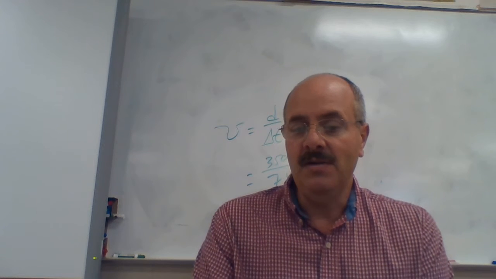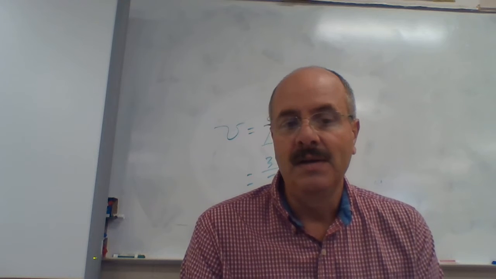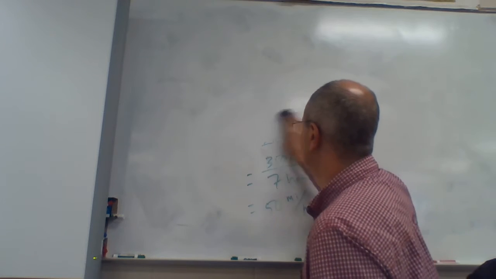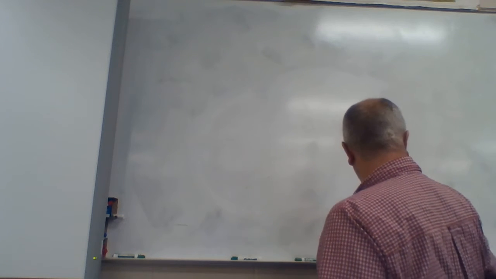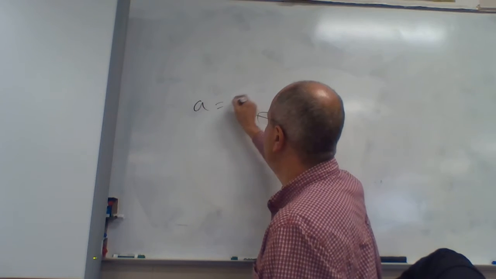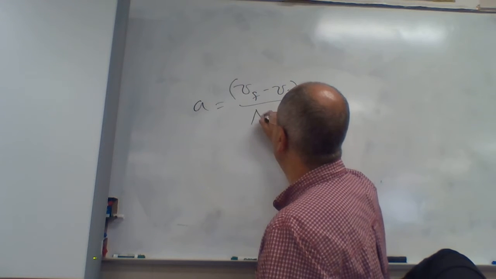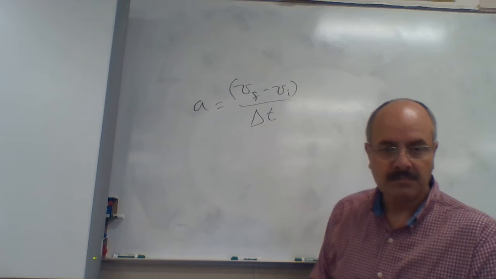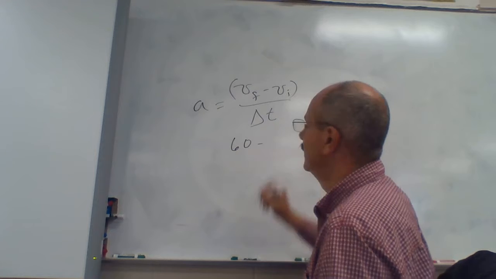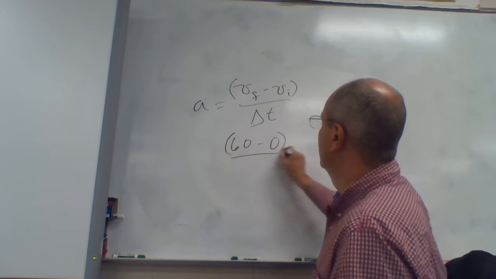Question number 4. Calculate the acceleration of a car that goes 0 to 60 miles an hour in 6 seconds. All right. So now acceleration. The equation for that is acceleration equals final velocity minus initial velocity, all that divided by the change in time. So what was his final velocity? How fast did he get going? 60. What did he start as? What was his initial velocity? 0. So that's my top part.